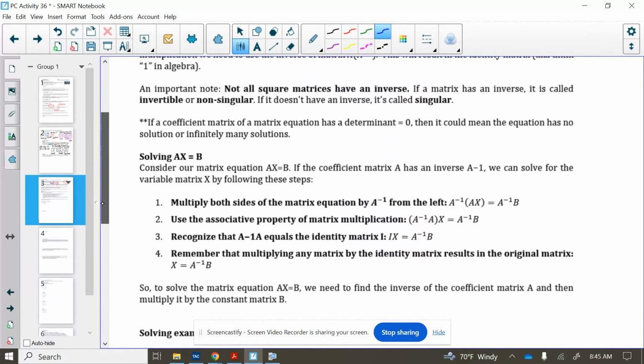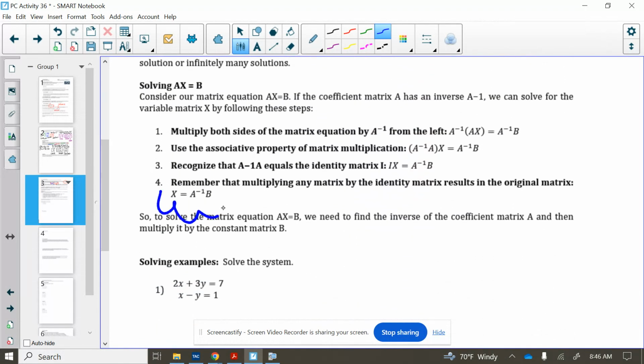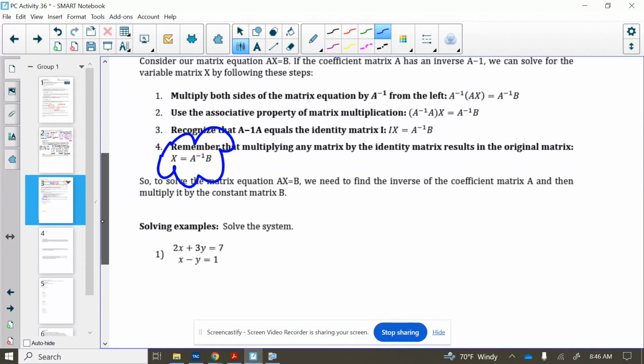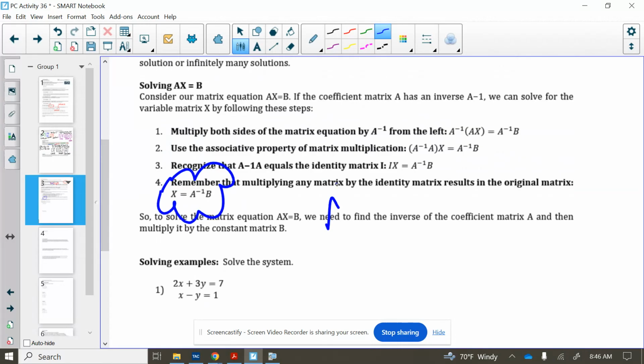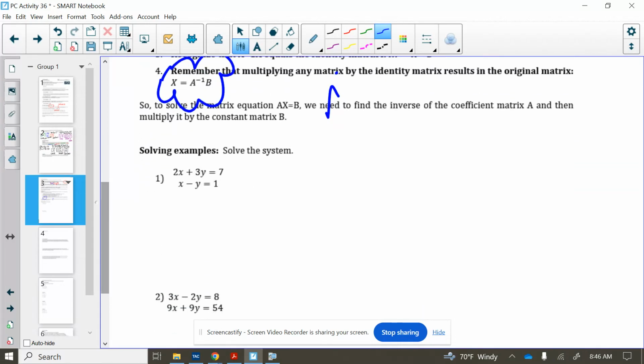And when we end up undoing this, we end up getting the variable matrix by itself so we can find that final solution. So anytime you want to figure out what your variable matrix equals, you want to make sure, again, you are taking A inverse times B. This is kind of the magical formula of the day.